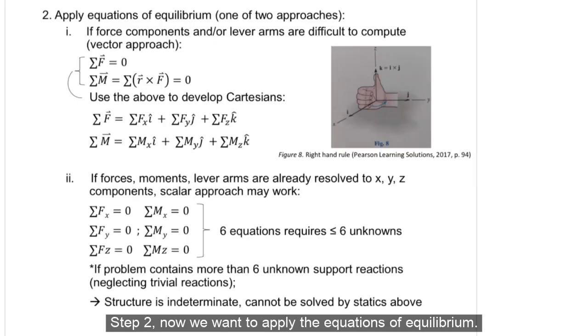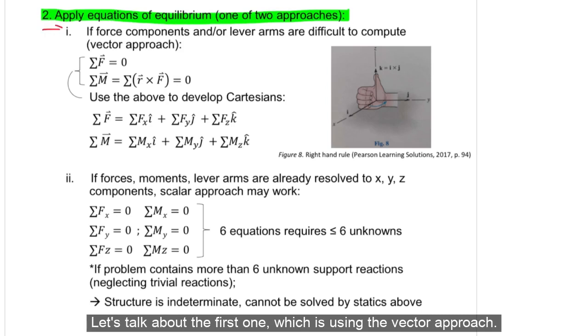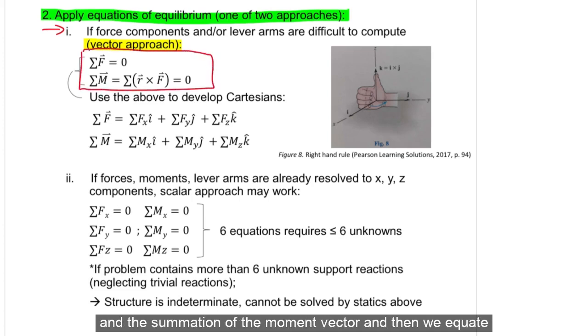Step 2. Now we want to apply the equations of equilibrium. There are 2 different approaches. Let's talk about the first one, which is using the vector approach. If force components and/or lever arms are too difficult to compute, we would use the vector approach. To use the vector approach, we can write out the 2 summation equations, the summation of the force vector and the summation of the moment vector, and then we equate them both to 0.